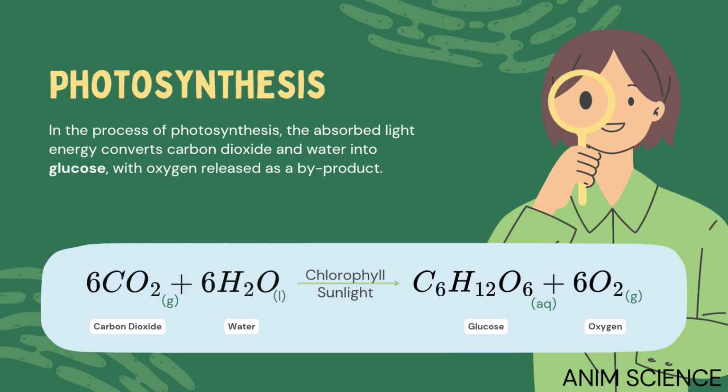So whenever you see plants, remember, they are constantly working like small natural factories, producing food and releasing oxygen. Understanding this equation helps you clearly see how simple substances are converted into something as important as food.